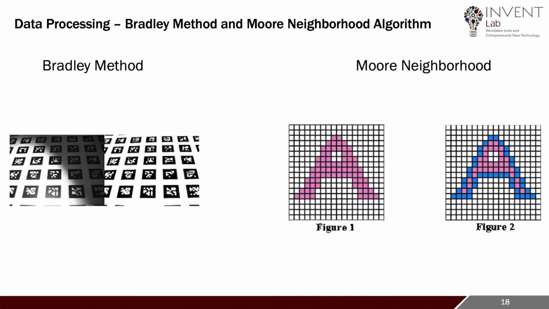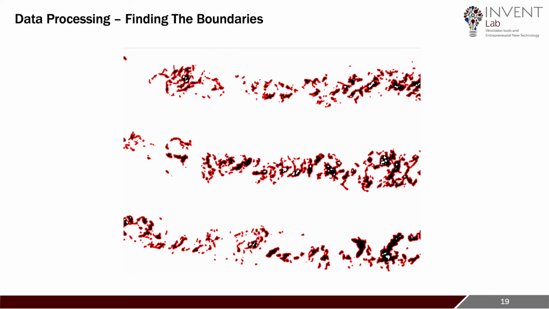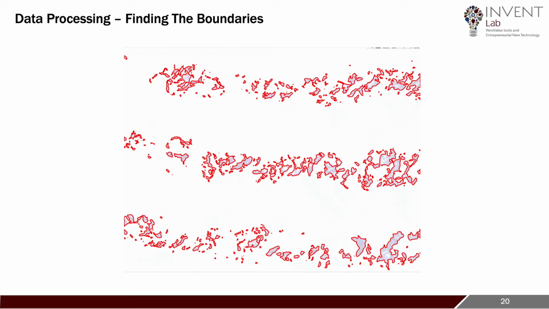This is done by implementing two fairly standard algorithms, the first of which is the Bradley method, which allows us to binarize the image into just ones and zeros for each pixel value, and then the Moore neighborhood algorithm, which lets us trace out the boundaries of those new binarized images. We can then take the boundaries that we found and map them back to the original image, and then take the images in those boundaries and feed that into a machine learning algorithm.